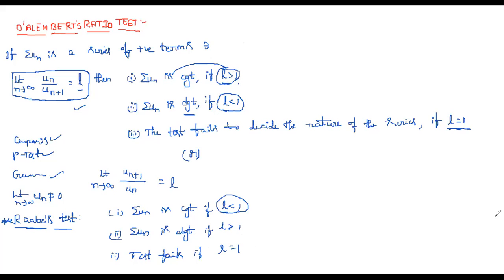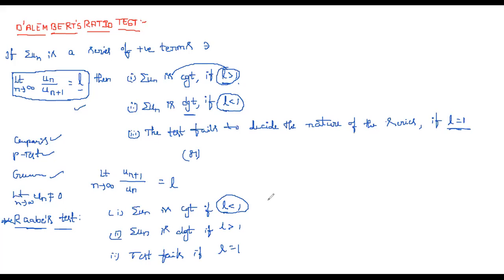And test fails means the same thing: either Raabe's or comparison test or geometric series, whichever is applicable for the problem, that one you can apply. And most probably you can use Raabe's test also. So for a series which fails the ratio test, simply you can use Raabe's test. So let us see the statement of that one also.